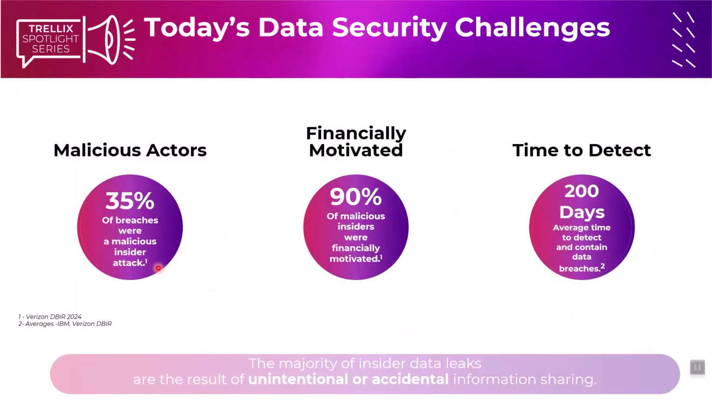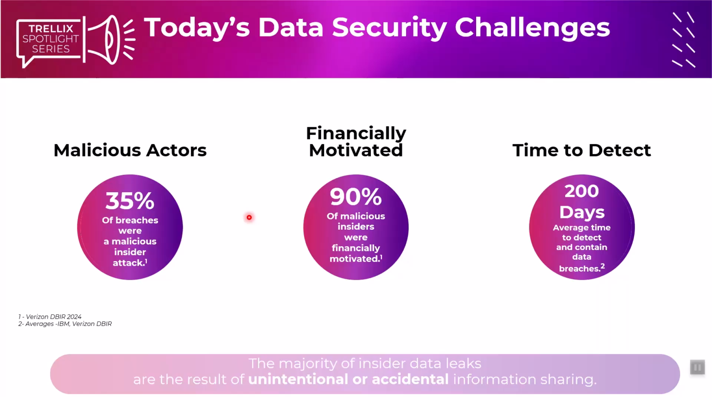So from the malicious point of view, 35% of the breaches were malicious insider attacks based on the Verizon report. Of that 35%, 90% were based on financial motivation. And as you can see, the time to detect is 200 days on average. That's a long time for data that has been exfiltrated by a malicious actor to be out in the world, for them to do whatever they wanted with it, whatever their intent was. But we're going to be focusing on that 35%.